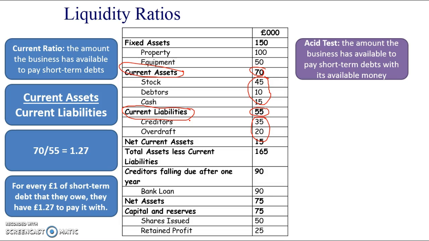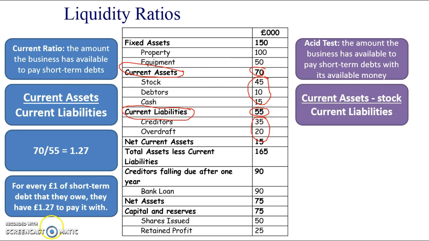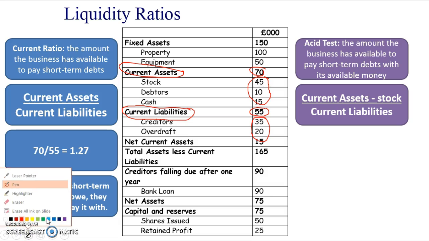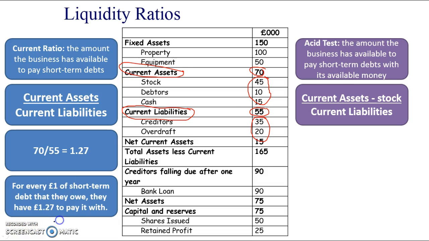Okay, the other ratio that we look at is called the acid test, or sometimes called the quick ratio. And this is the amount the business has available to pay short-term debts with its available money. So what we're going to do for this one is we're going to take stock out of the question. I'm going to change my pen colour now so that we're working with a different colour for this one. So we're going to do our current assets minus stock.